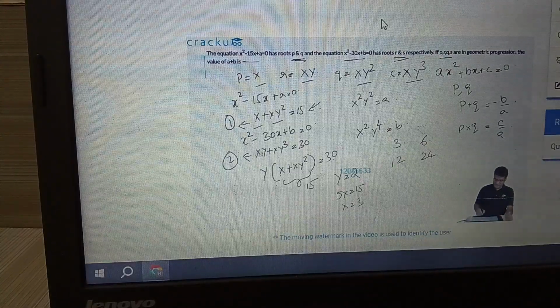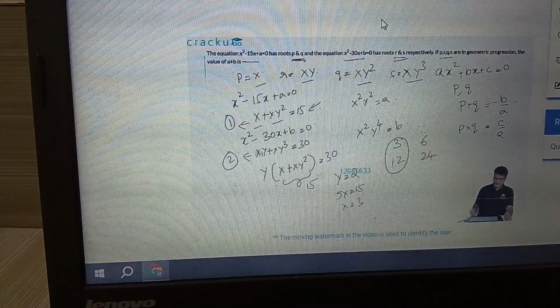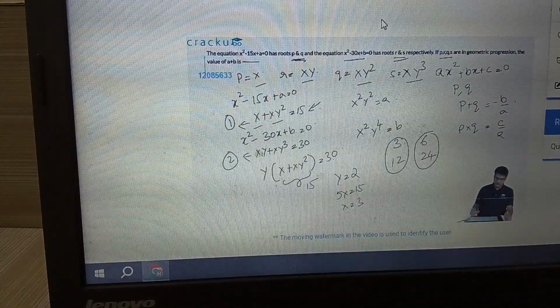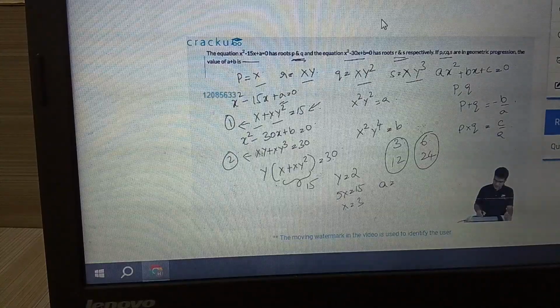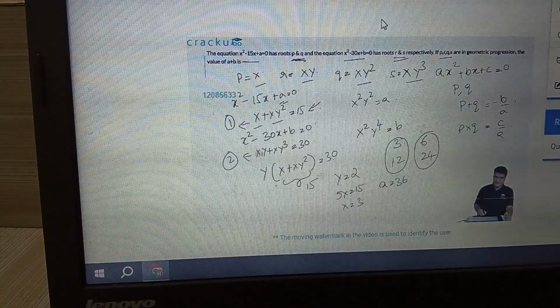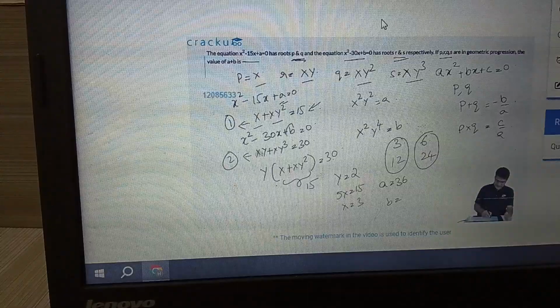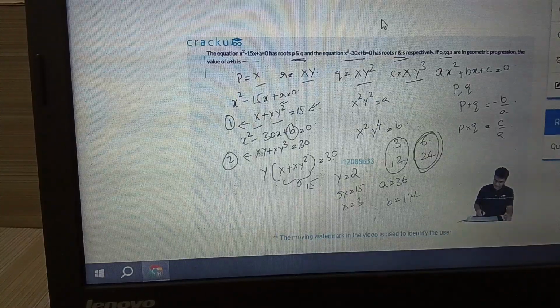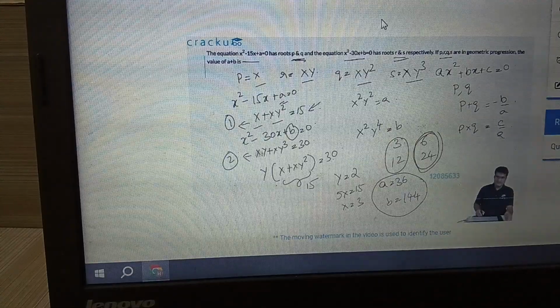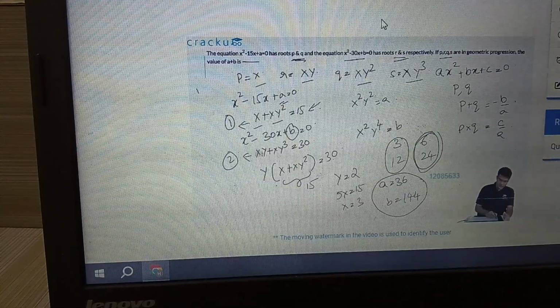The roots of the first equation are 3 and 12. The roots of the second equation are 6 and 24. So the value of a, which is the product of the roots of the first equation, a will be equal to 3 into 12, which is 36, and b is the product of the roots of the second equation. So that is 6 into 24, which is equal to 144. So the sum of a plus b is 36 plus 144, which is equal to 180.